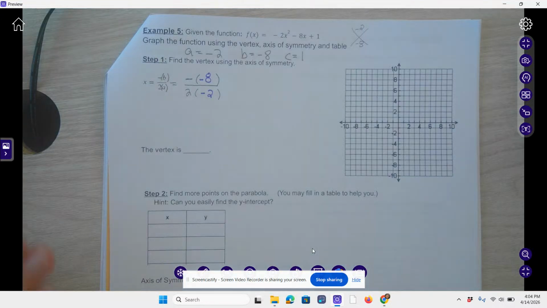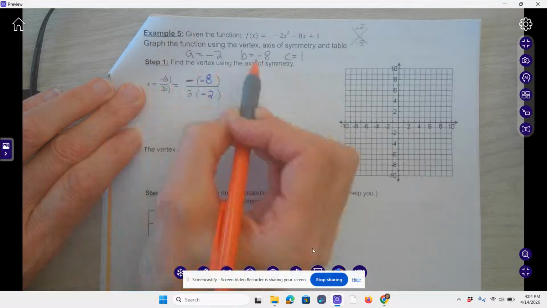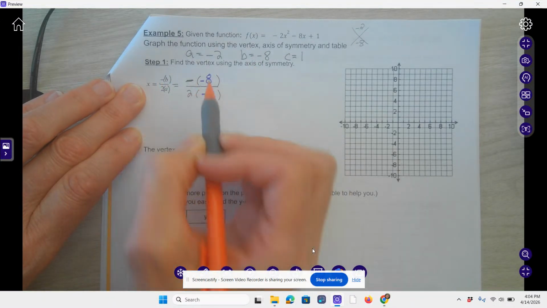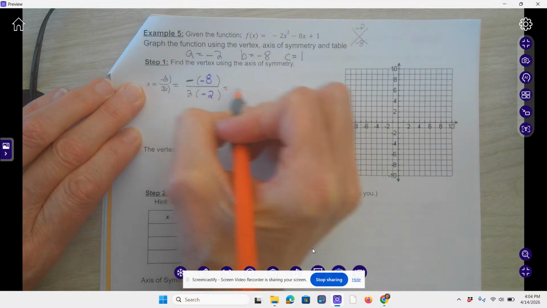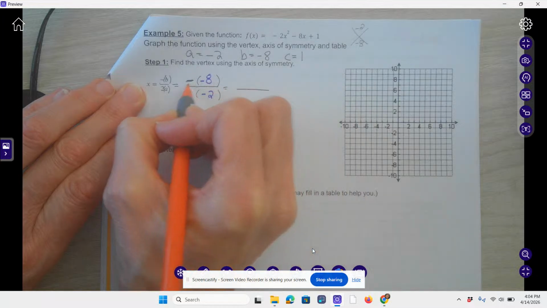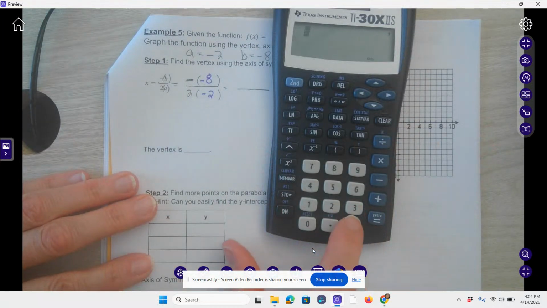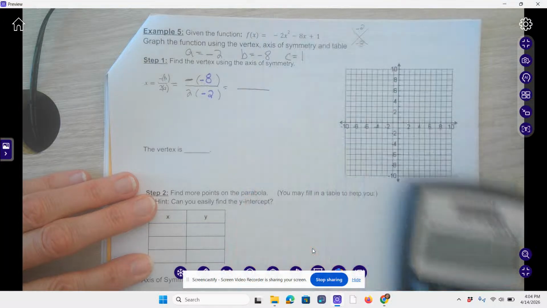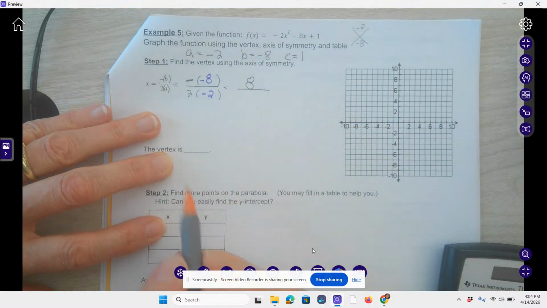So make sure this negative is part of the formula and our b is also negative. So we're going to have negative of a negative 8 in the numerator. Now, negative of negative 8. If you're not sure, just put that in your calculator. Use the negative and then parenthesis, negative 8, parenthesis, hit enter, and it tells you that's positive. So if you multiply two negatives, you get a positive.